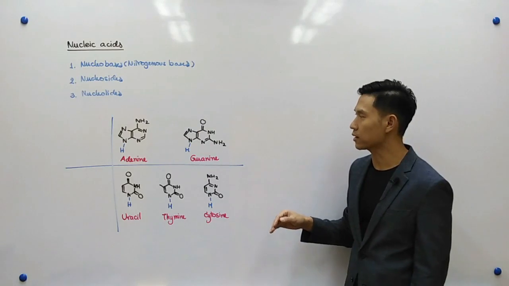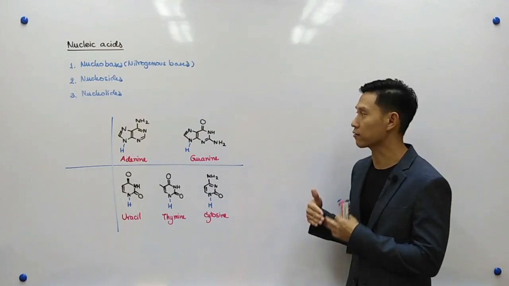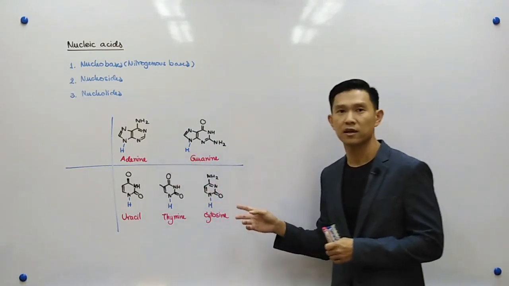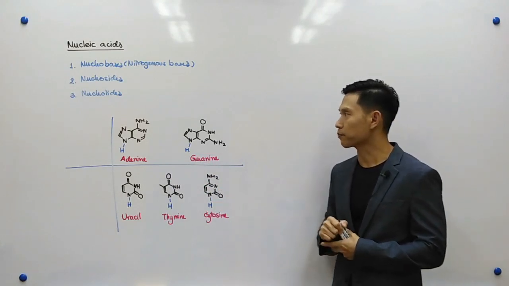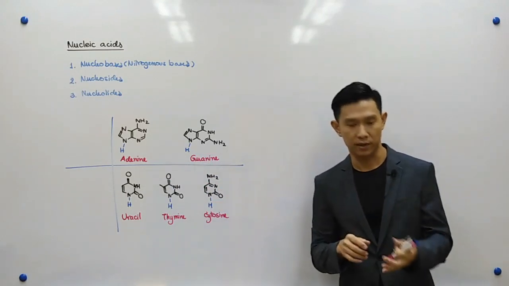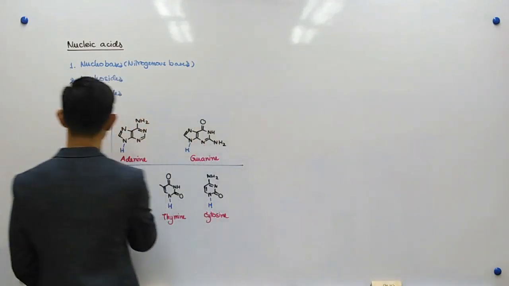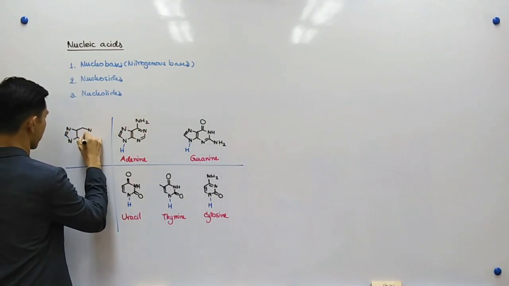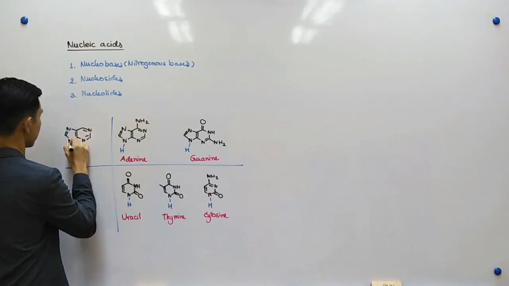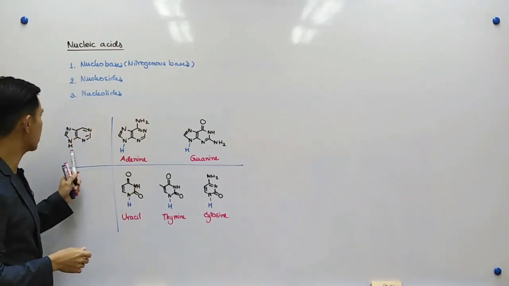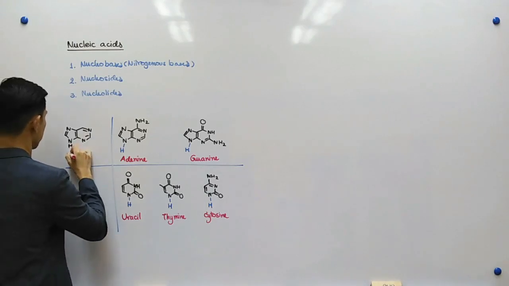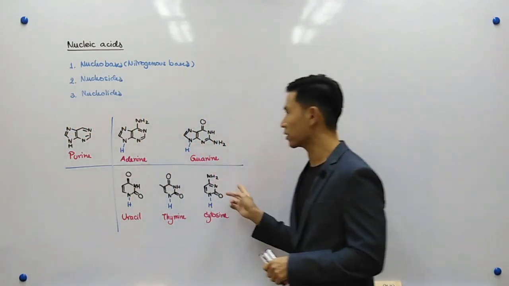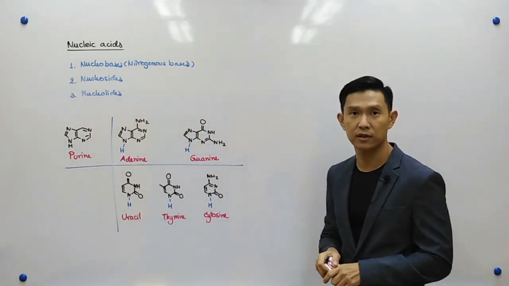Nucleobases can be categorized into two types. First of all, adenine and guanine. If you look at the structure, you have two rings that fuse together. This is a kind of aromatic thing. The aromatic molecule over here is called purine. So both adenine and guanine can be called purine derivatives.